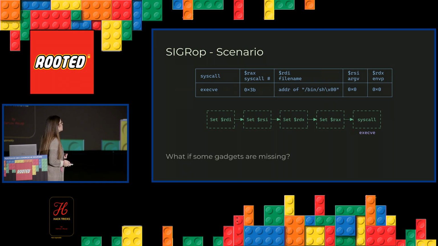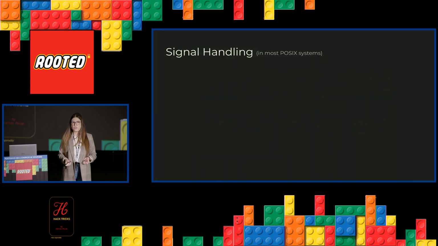But the problem here is, what if some gadgets are missing? Here we're assuming that we have all the gadgets needed for building such a long ROP chain. And this is not always possible, and this is one of these situations where you can really struggle while doing binary exploitation, because you have everything, but you're just missing one single gadget, and you say, okay, what can I do now? And this is where SROP comes in to help us.